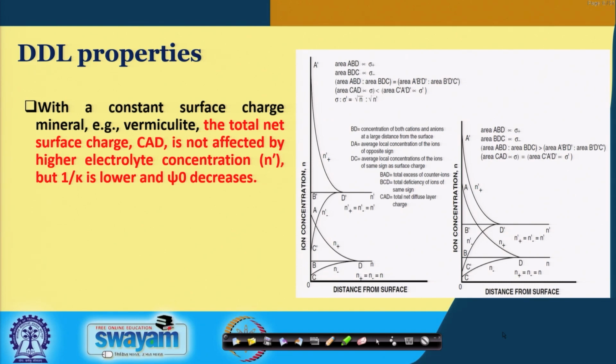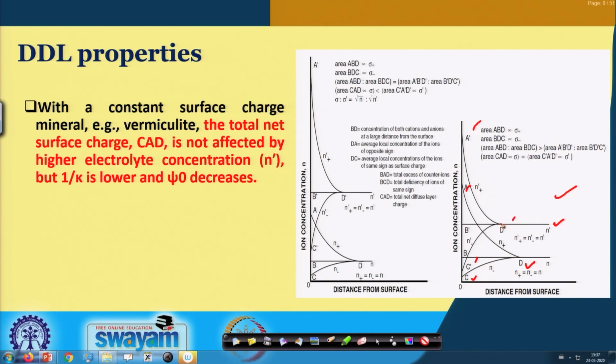So, you can see in this picture, on the right, which is basically showing a constant surface charge mineral like vermiculite. This is the first condition, and in the second condition when we are applying more electrolyte, there is no significant change in the total surface charge. So, you can see this is the CAD which was previously the surface charge, and after adding more electrolyte we are getting C dash, A dash and D dash. However, we do not see any significant changes between these two.